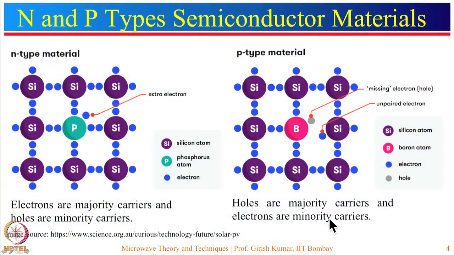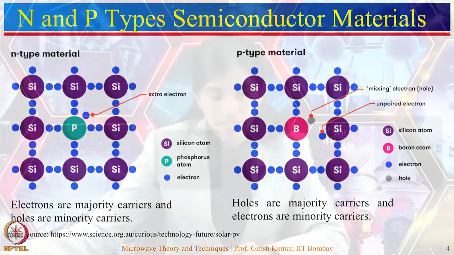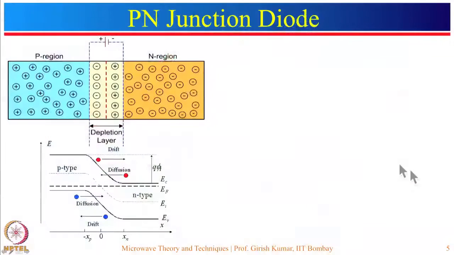In these types of materials, the Fermi energy level lies near the valence band, which I will show you in the next slide. Now, if the N type material and P type material are brought together, they form a junction. That junction is called a PN junction diode. Here you can see that in the P region, the Fermi energy level is near the valence band. In the N region, the Fermi energy level is near the conduction band.